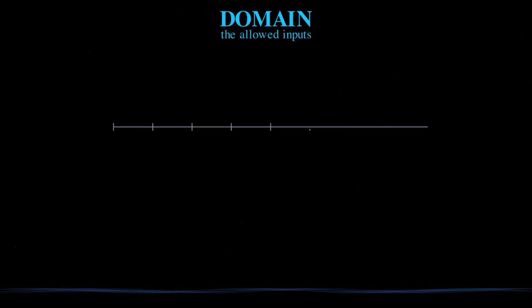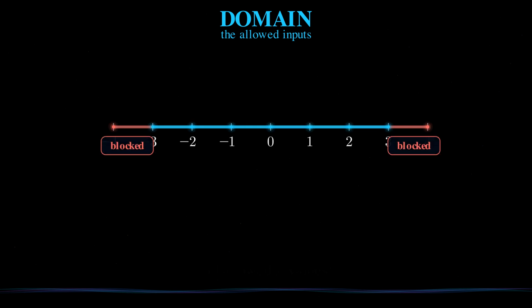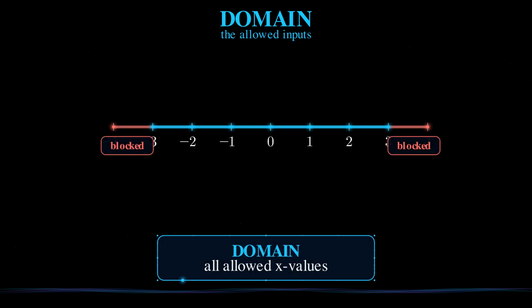Let us begin with domain. The domain is the set of all allowed input values. Think of the input line as a gate. Some values are allowed to enter the function. Some values may be blocked. So when we ask for the domain, we are asking, what values of x are allowed to go into the function? Domain means allowed x values.